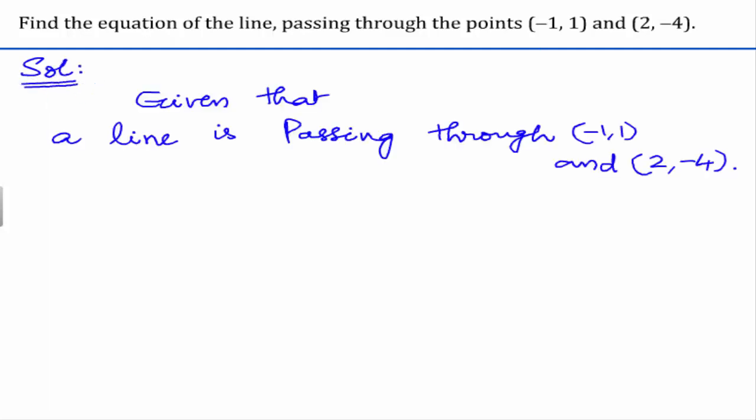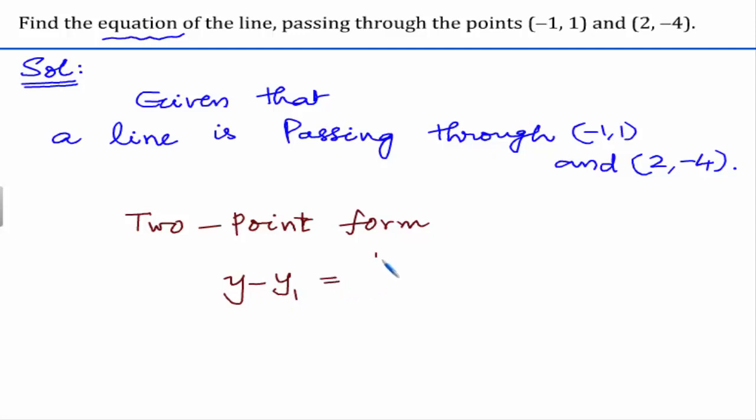Now in this question, we need to find out the equation of a line when the 2 points are given to us. Let us see the solution for this. It is given to us that a line is passing through the points minus 1, 1 and 2, minus 4. Here the 2 points are given to us to find out the equation. That means which formula we need to use, which is the 2-point form of the line. That is y minus y1 is equal to y2 minus y1 by x2 minus x1 into x minus x1.